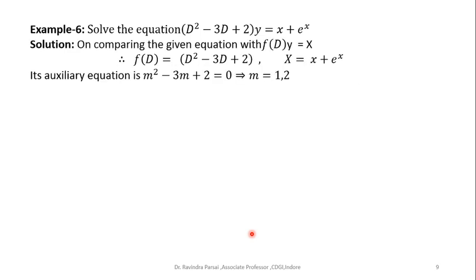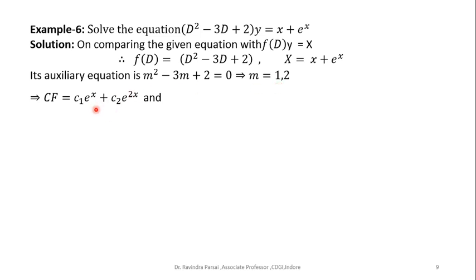Now we concentrate. Let us see one more example on the same topic, by comparing with this standard form. Whatever the question is given to you, find f of t equal to this, and capital X equal to x e raised to x. So writing the auxiliary equation: m square minus 3m plus 2 equal to 0. So the roots are 1 and 2. That is, these roots are real and different.